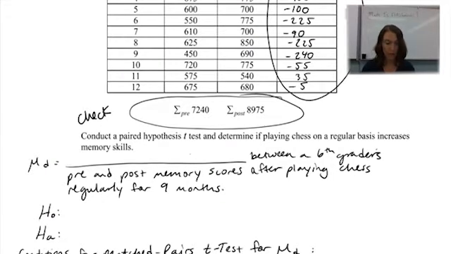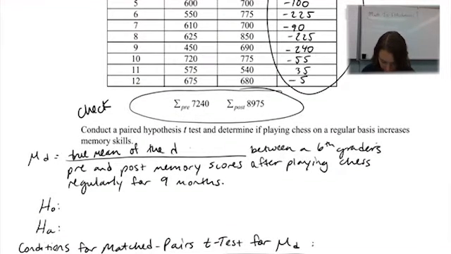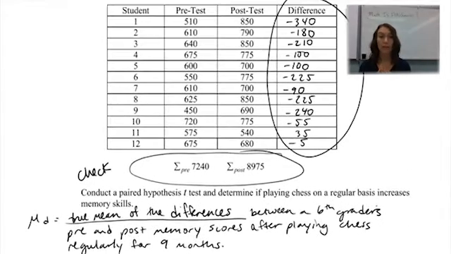So first, our mu sub d, our parameter, is the true mean of the differences. We have to be really careful. When we did a 2-sample, we did the true difference of the means. Now we're doing the true mean of the differences. And I know it sounds like the same thing, but it's not. Think about what we're doing. We have one mean, mu sub d, not mu sub 1 and mu sub 2.